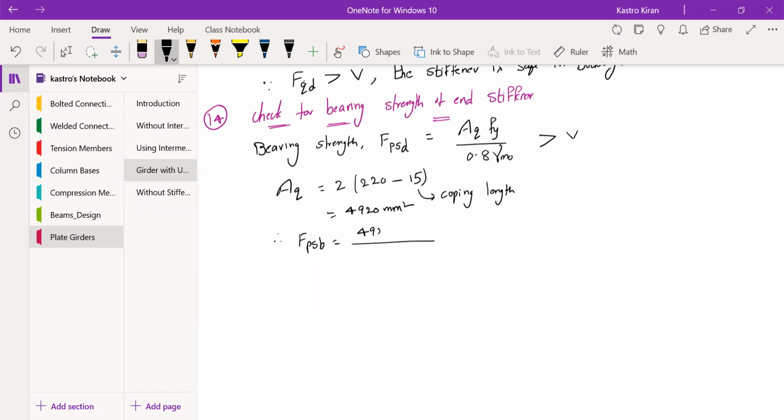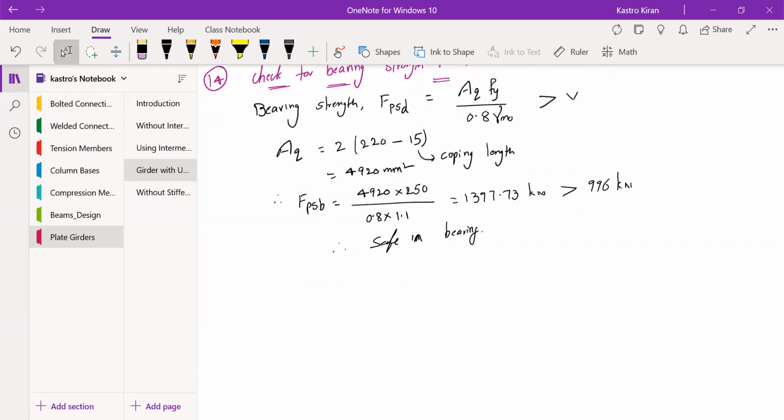Therefore FPSD equals the value of AQ, which is 4920, and the value of Fy is 250, upon 0.8 into gamma m naught, which is 1.1. If you solve this, it will be 1397.73 kilonewtons. And this value must be greater than the reaction force. The reaction force is 996 kilonewtons. Therefore, the end stiffener is safe in bearing.